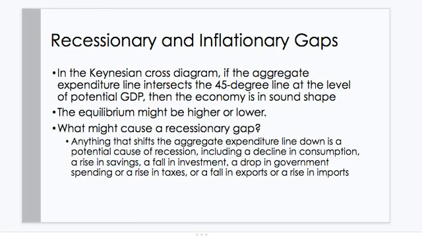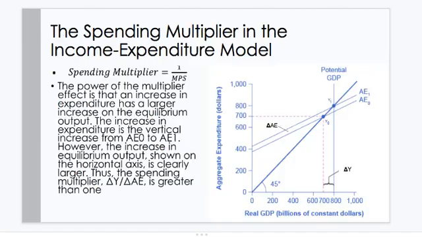What might cause a recessionary gap? Anything that shifts the aggregate expenditure line down is a potential cause for recession, including a decline in consumption, a rise in savings, a fall in investment, a drop in government spending, or a rise in taxes, or a fall in exports or a rise in imports.